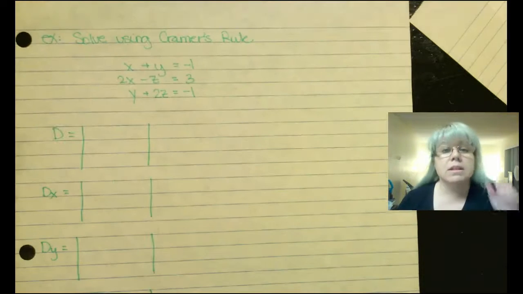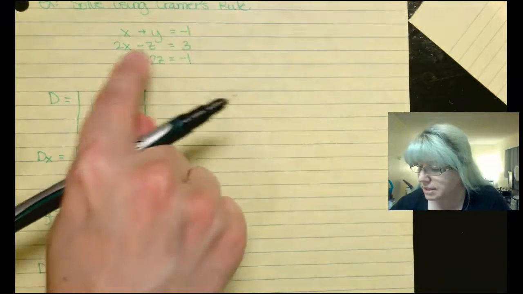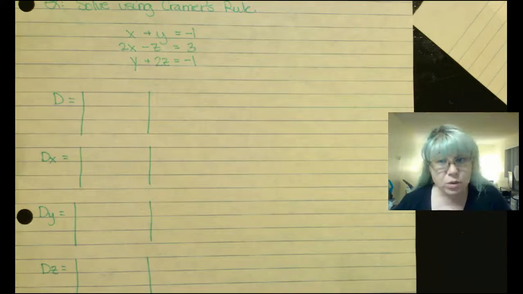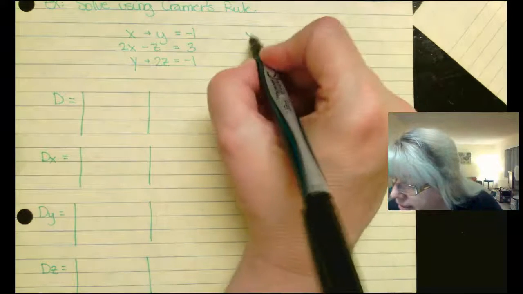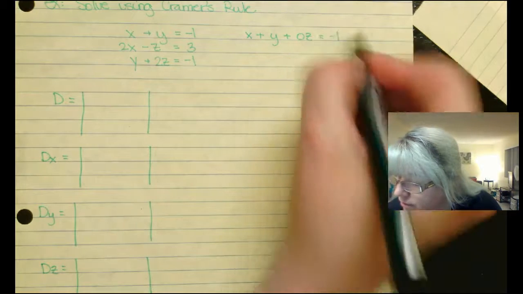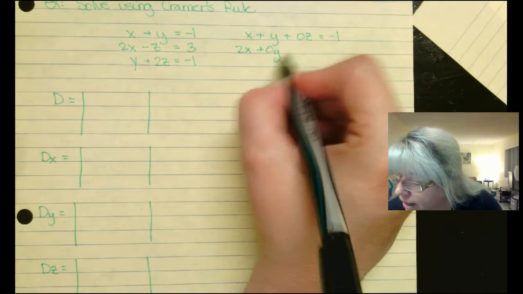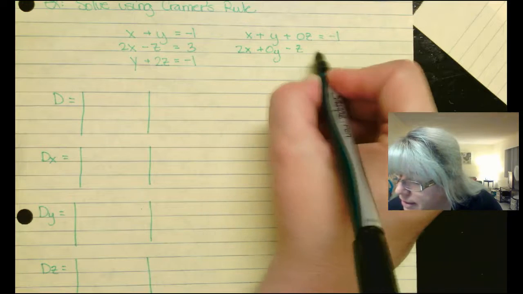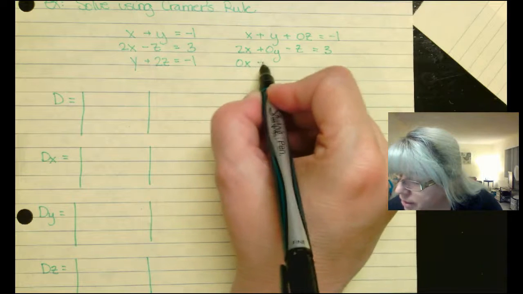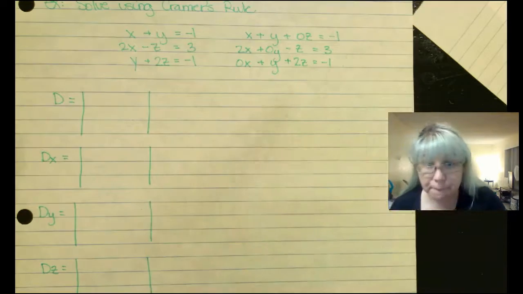Okay. So here I have a system. X plus y equals -1, 2x minus z equals 3, y plus 2z equals -1. I can rewrite this system as x plus y plus 0 z's equal -1, 2x plus 0y minus z equals 3, and 0x plus y plus 2z equals -1, right?